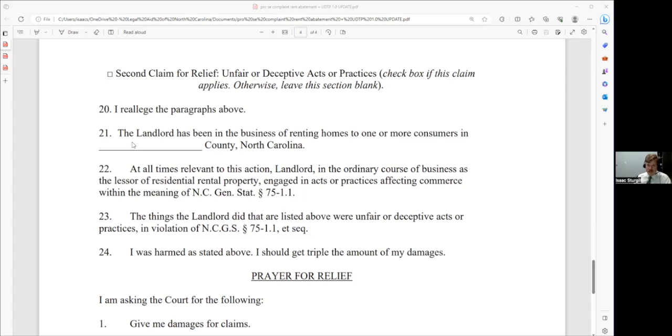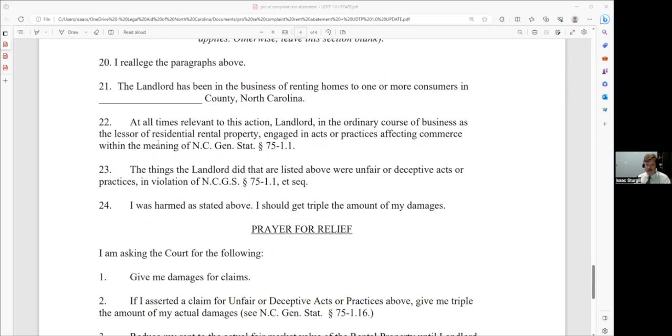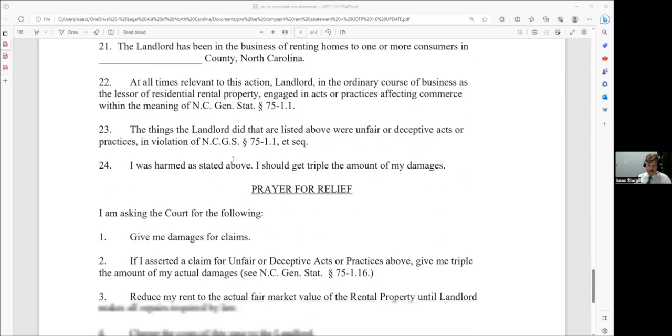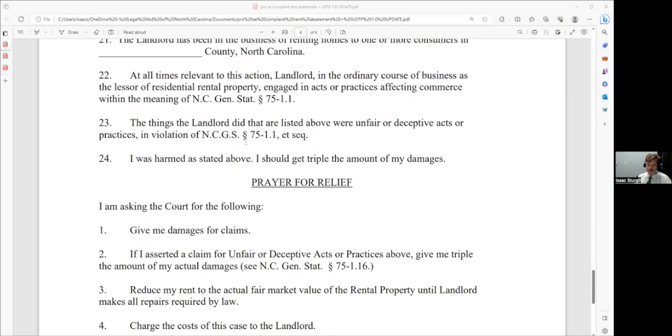In paragraph 21, there's a blank to put in whatever county that you live in. It's just saying the landlord is renting homes to people in that county. And then the rest of it is just setting up the damages. It quotes the statute there. It says the tenant was harmed, and they should get triple the amount of the actual damages that they have.